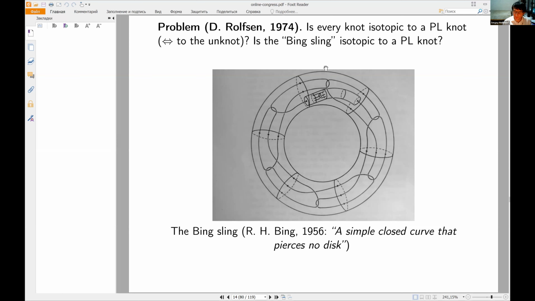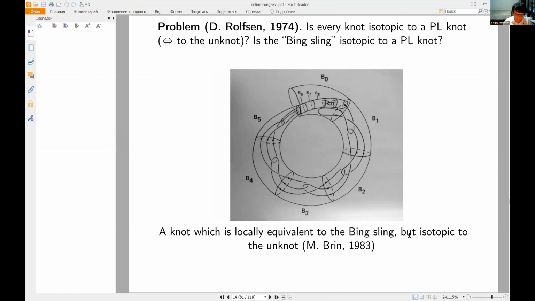If you do this well enough, namely if the cylinders are small enough, then this intersection will be homeomorphic to S1. And there is a wild knot constructed by Brain, which is locally at every point exactly the same as the Bing link, but it is isotopic to the unknot. It's sort of a spiral construction, but let me not go into details.